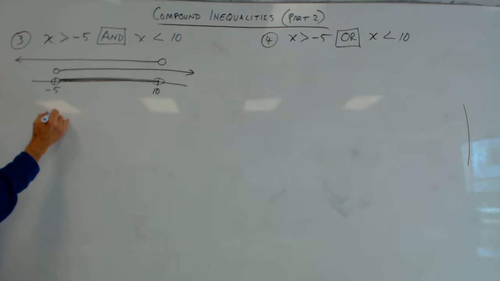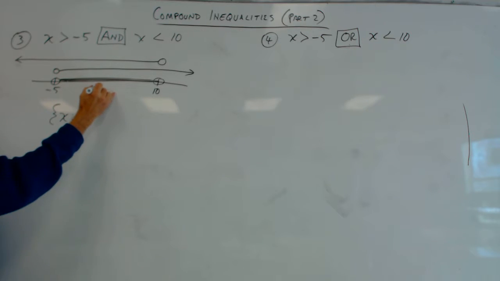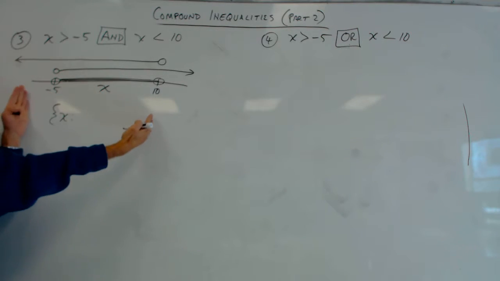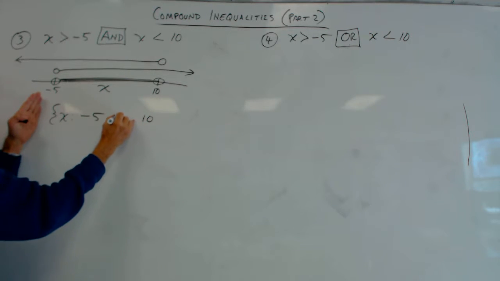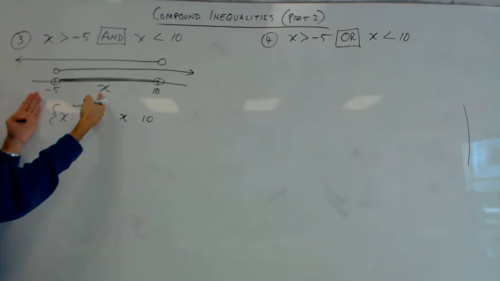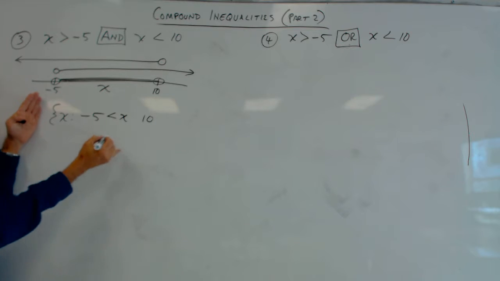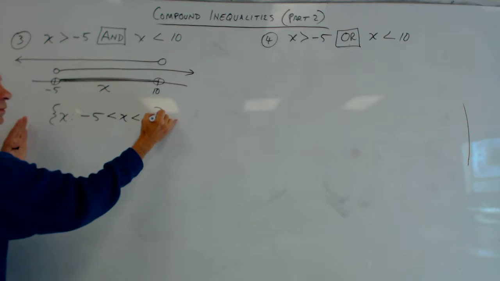My solution, my answer, would be the set of all x's such that, notice x is all of this in here, right? So I'm going to put my x there. And then it's really easy to write it. I put the two boundary lines, the -5 and the 10, and I have my x in the middle. And x is bigger than this, and x is littler than that. Yes? You see what I mean? All right, and that's your answer.